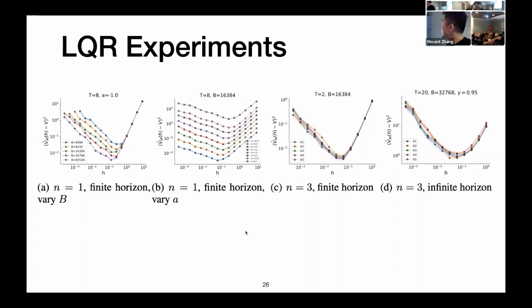And A1, A2, what is it? Good question. So the question was, what is A1 all the way to A5? That's just some random matrices that we generated. And the two plots on the right have different A1 to A5, so they're just fully random.